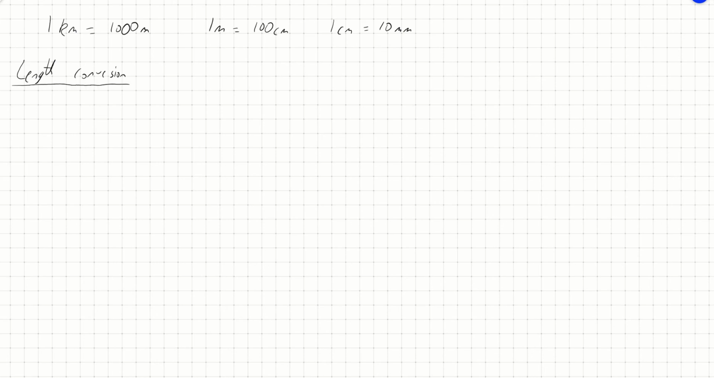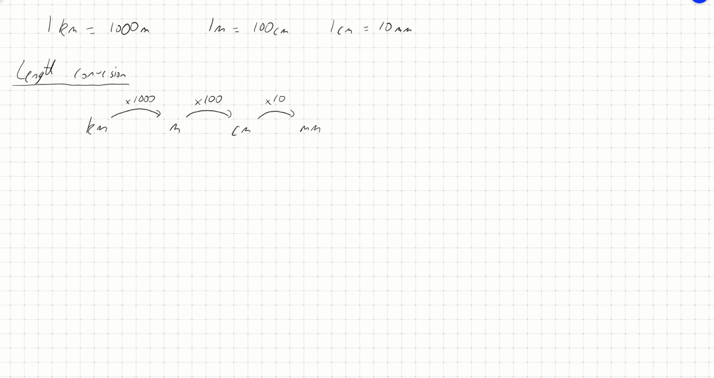So suppose we're given a length in kilometers and we want to convert it to meters. Because 1 kilometer is 1,000 meters, to get from kilometers to meters, we have to multiply by 1,000. 1 kilometer is 1,000 meters, 2 kilometers is 2,000 meters, 3 kilometers is 3,000 meters, and so on. Each time we just multiply by 1,000. Similarly, to get from meters to centimeters, we multiply by 100 because 1 meter is 100 centimeters. And then finally, from centimeters to millimeters, we multiply by 10.